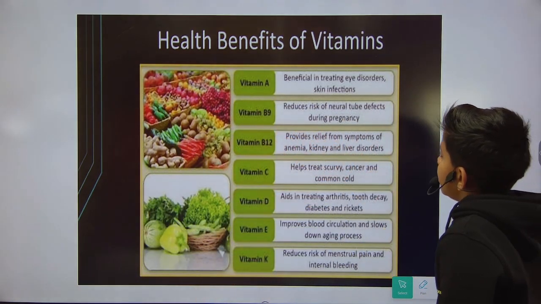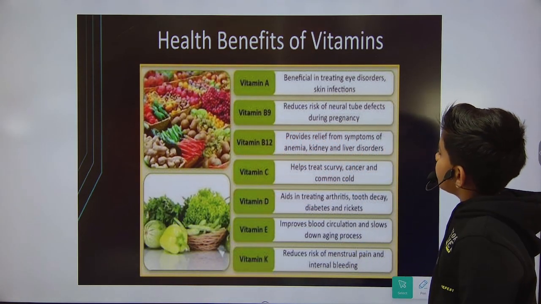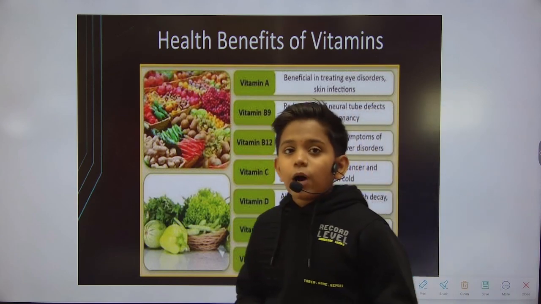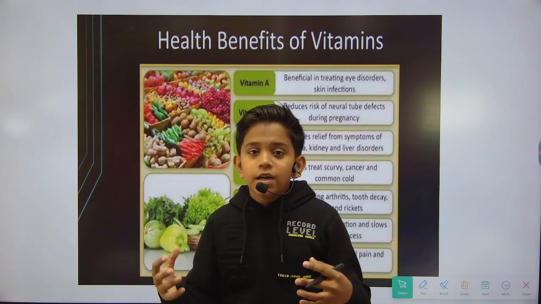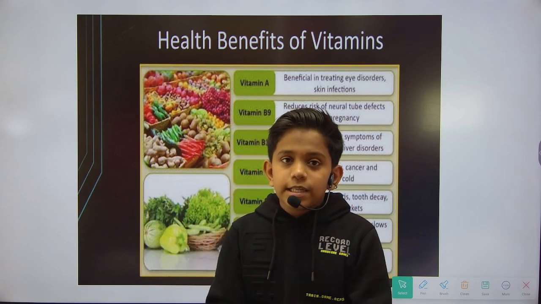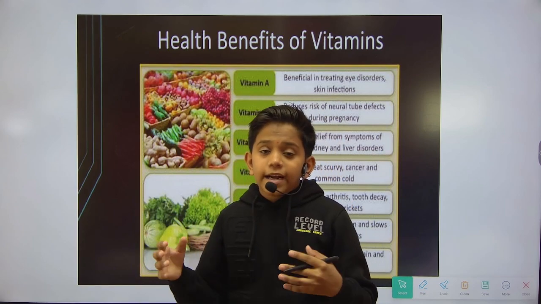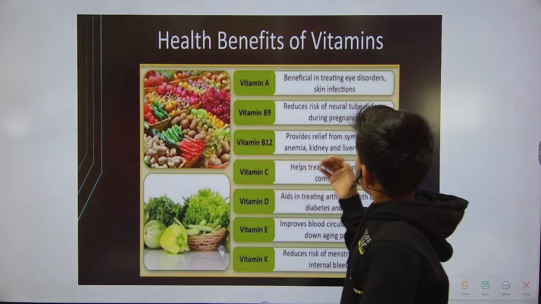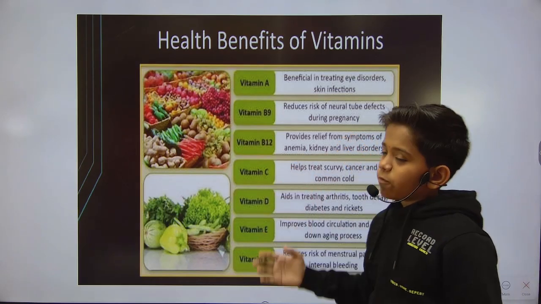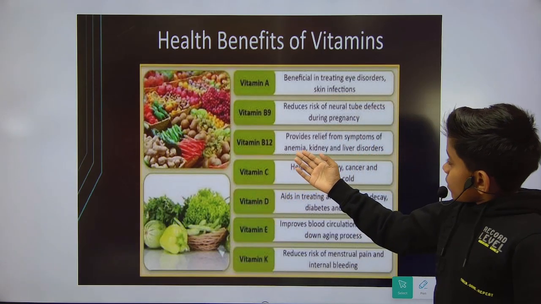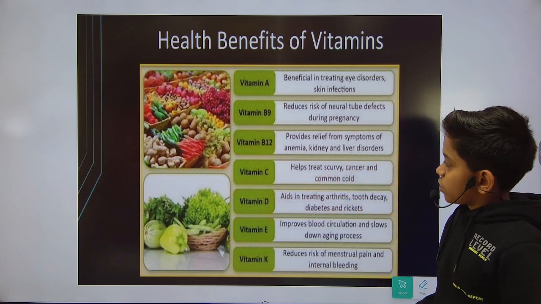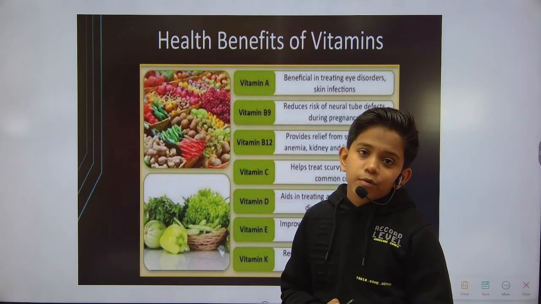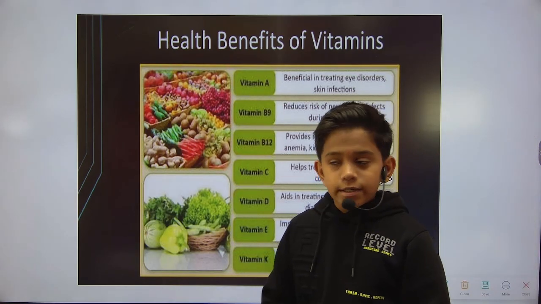Vitamin B9 reduces risk of neural tube defects during pregnancy. Now, many women are pregnant, so they need vitamin B9 because the blood vessels become stronger, and there is a low risk of the neural tube defects. Next, vitamin B12 provides relief from symptoms of anemia, kidney and liver disorders. Vitamin B12 is also very important, which is in the walnut.